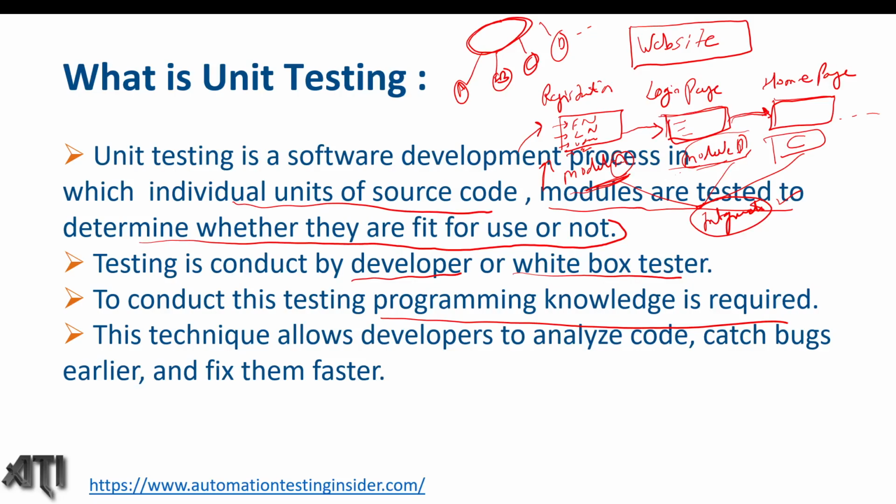So this technique allows developer to analyze code. So just concentrate on this one, guys. So this technique allows developer to analyze code, catch bugs earlier and fix them faster. So the main purpose of unit testing is to get the defect as early as possible. Like they will analyze the code, they will do the code review, and if everything goes well, they will do some kind of functionality testing as well. So their main motto is to get some defect as early as possible so that they can fix them as soon as possible before they go for the integration and integration testing.